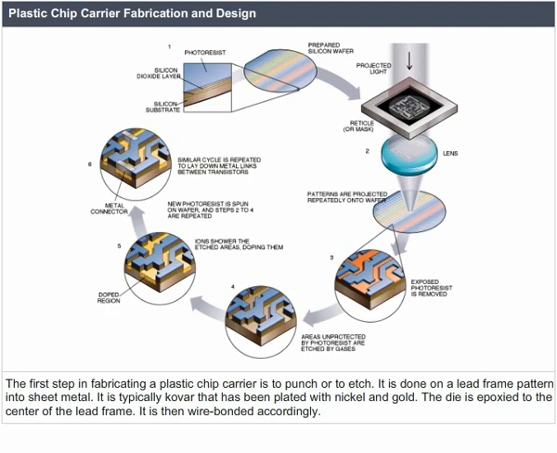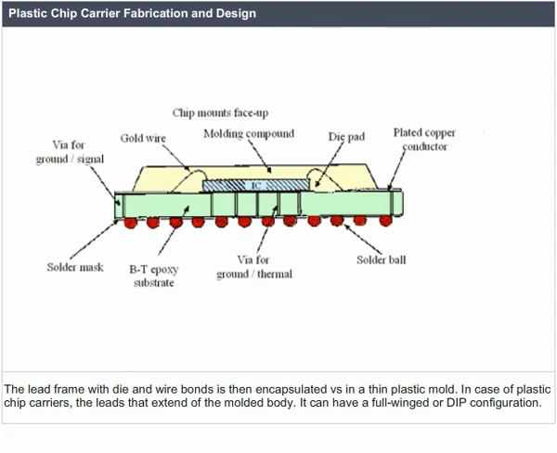Plastic chip carrier fabrication and design. The first step in fabricating a plastic chip carrier is to punch or etch a lead frame pattern into sheet metal. It is typically copper that has been plated with nickel and gold. The die is epoxied to the center of the lead frame. It is then wire bonded accordingly. The lead frame with die and wire bonds is then encapsulated in a thin plastic mold.